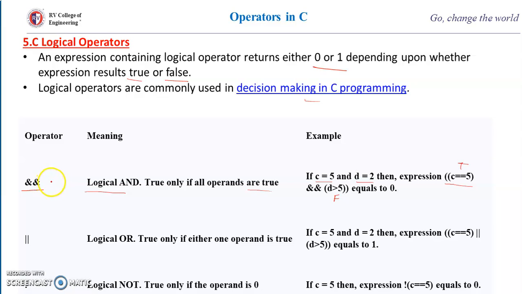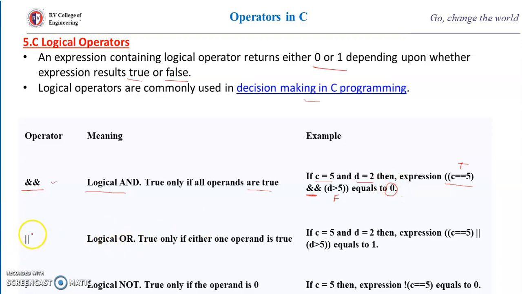First one is logical AND. We write two ampersands here, and this will be true only when all the operands are true. Let's take one example: C is equal to 5 and D is equal to 2. Here C equal to 5 will return true, because we are comparing the value of C with 5, so 5 is equal to 5, this will be true. And here 2 greater than 5 will return false. Since we have logical AND here, true and false will give me false only. So the result will be 0.